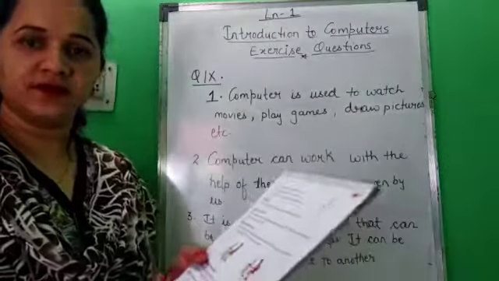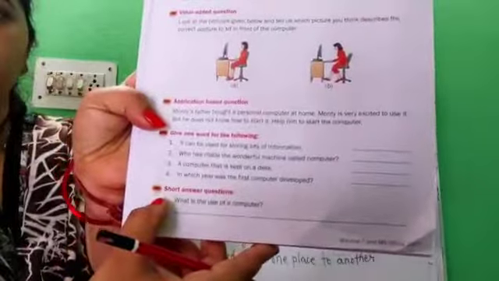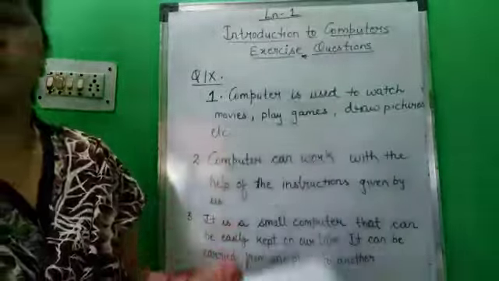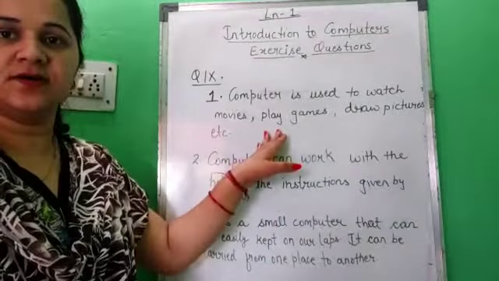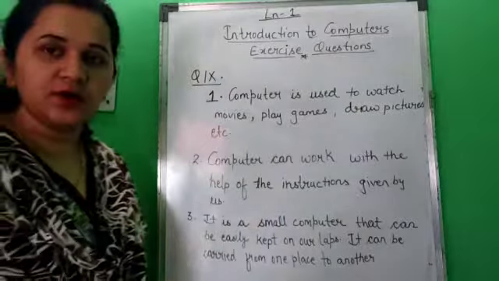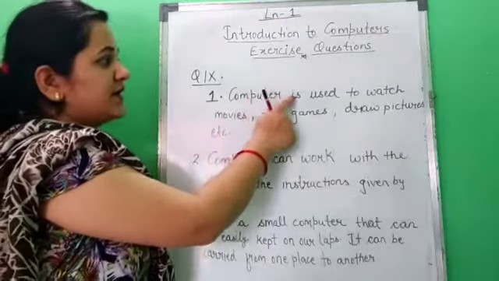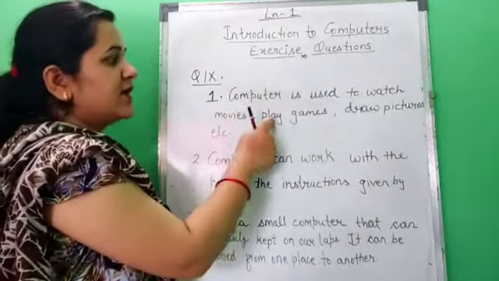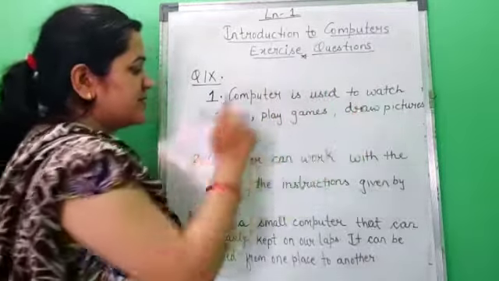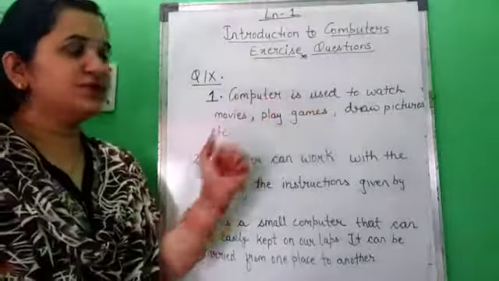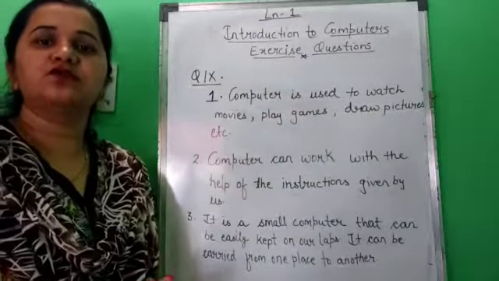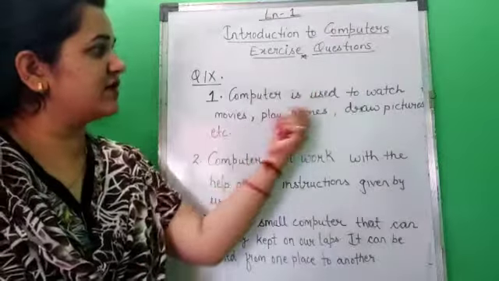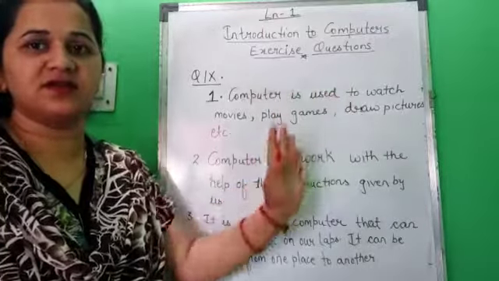So children, here comes our first question. Question number 9, first part. What is the use of a computer? So children, write down the answer. This is how you have to write down the answer in your book. A computer is used to watch movies, play games, draw pictures, etc. These all are the uses of a computer. We can also send and receive messages. If you have space, you can write down more, but you can write down only 3 points as well. Okay, these 3 points are enough.